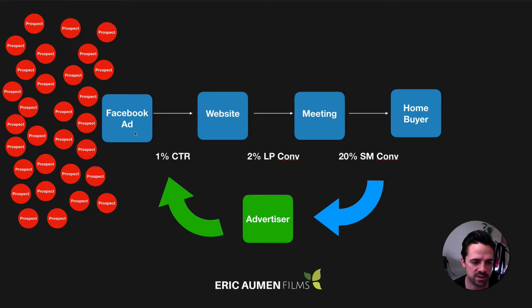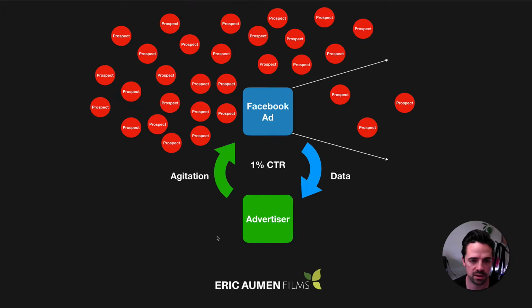1% of people who see the Facebook ad go to the website. 2% of the people that go to the website book a meeting, and 20% of the people who book a meeting turn into home buyers. And in some ways, that's one big feedback loop. If we're paying attention to what's happening, we can make some adjustments just through that overall funnel. But we can do a lot better than that by paying attention on a more granular level.